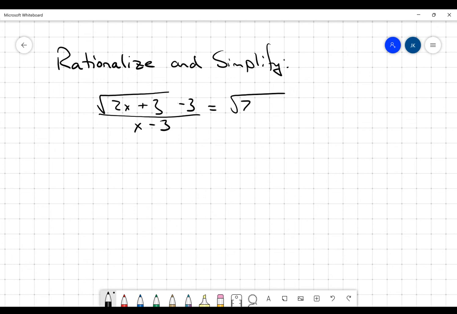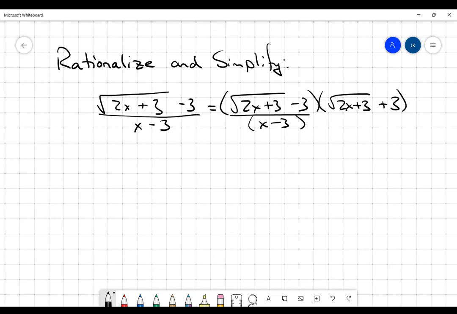So we're going to take the square root of 2x plus 3 minus 3 over x minus 3. We want to get rid of that radical in the numerator. So what we're going to do is multiply by the conjugate of the numerator, and that's going to be the square root of 2x plus 3 plus 3. And we have to do that to both numerator and denominator. Remember, we need to multiply by 1, essentially, here.